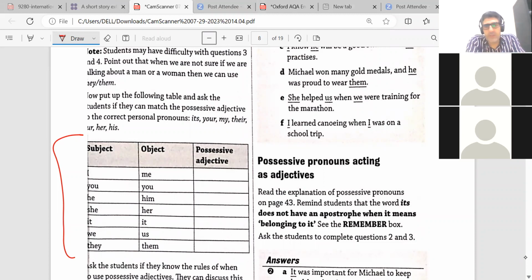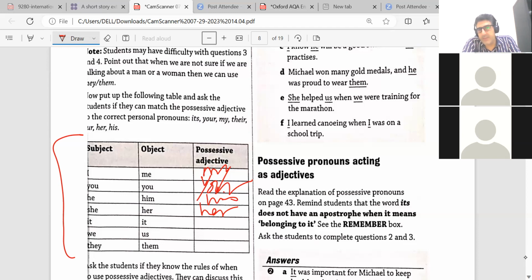I, me. What is the possessive adjective from I? My. My, yes. So I, me, my. You, your. He, him, his. She, her. Her. No, her. Only her, ya Khalid. Okay, her.